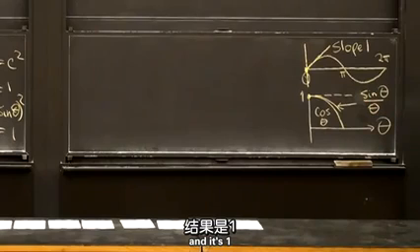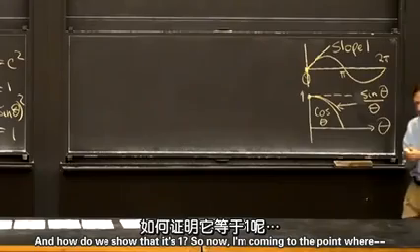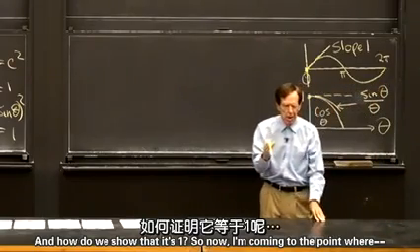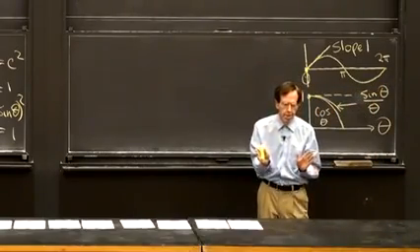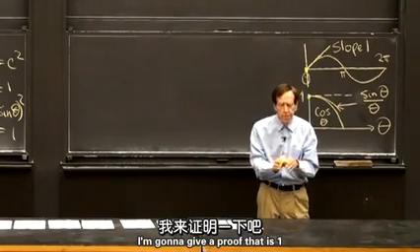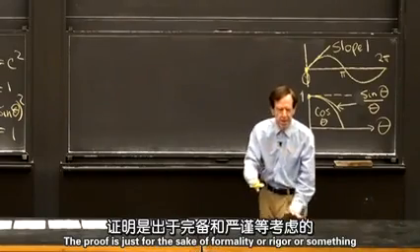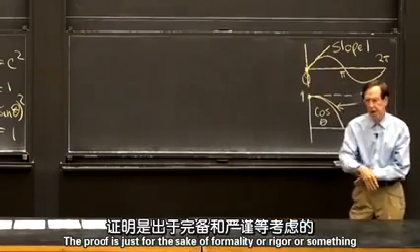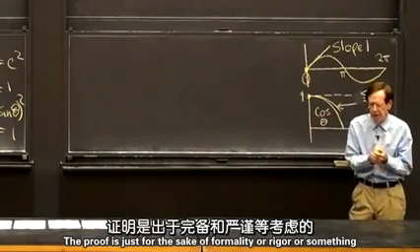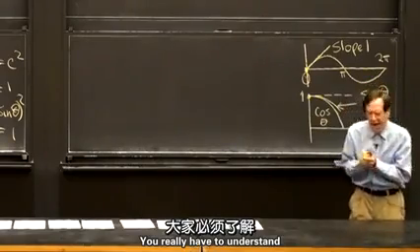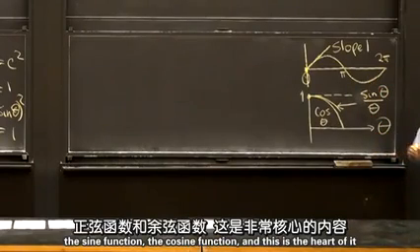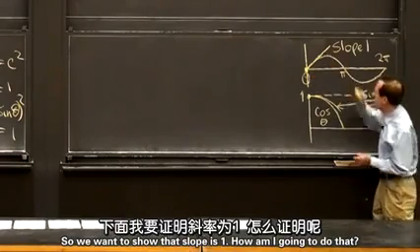And it's 1. And how do we show that it's 1? So now I'm coming to the point where I'm going to give a proof that it is 1. And the proof isn't just for the sake of formality or rigor or something. You really have to understand the sine function, the cosine function, and this is the heart of it. Okay, so we want to show that the slope is 1. How am I going to do that?